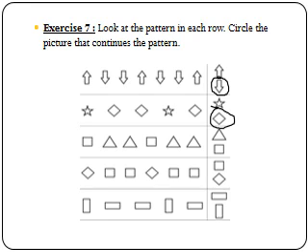Square, triangle, triangle, square, triangle, triangle, square. Diamond, square, square, diamond, square, square, diamond. And the last one, vertical, horizontal, horizontal, vertical, horizontal, horizontal.